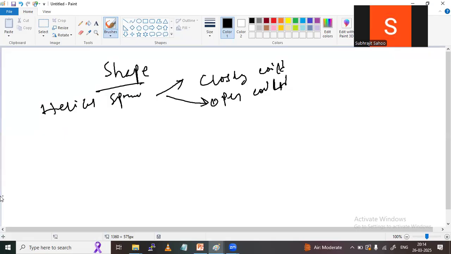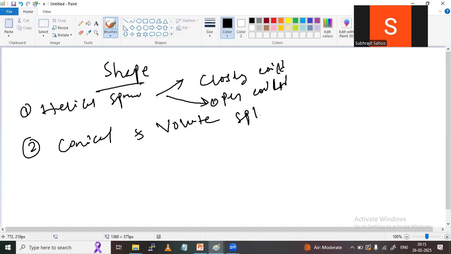Then it can be classified based on the shape. Okay, based on the shape, one minute. This is one. Based on the shape, it can be classified into conical shape, or it is also called volute spring. Volute spring, conical or volute spring, right?